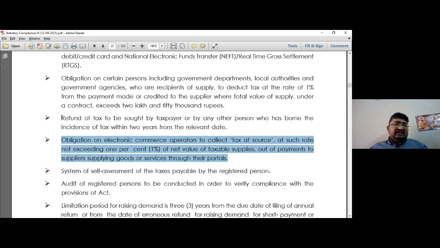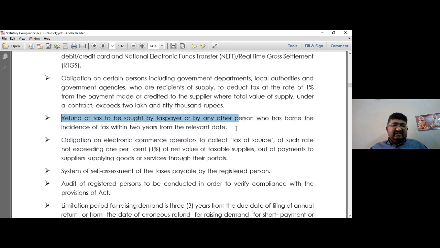And normally getting a refund from the department is very difficult. You need to prove that there is no unjust enrichment.